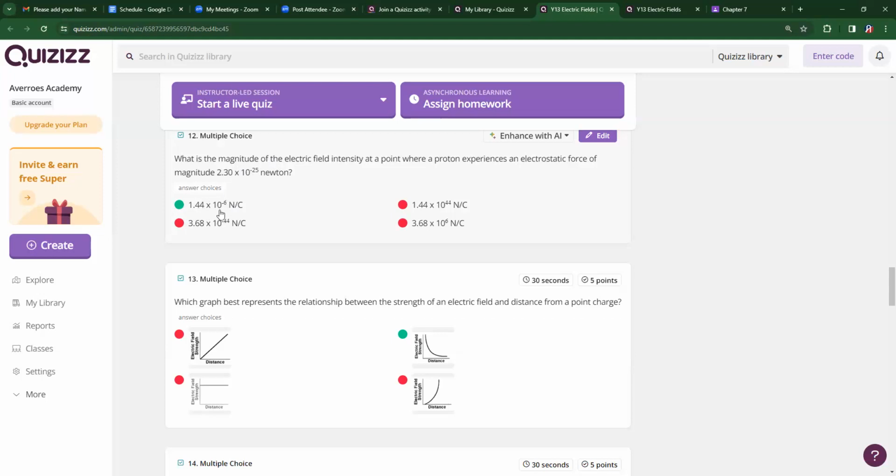So even without a calculator, you can see which one is the most appropriate.